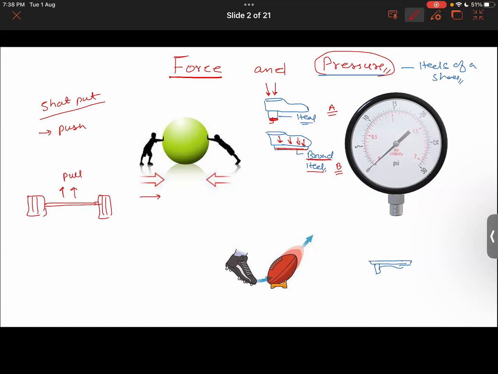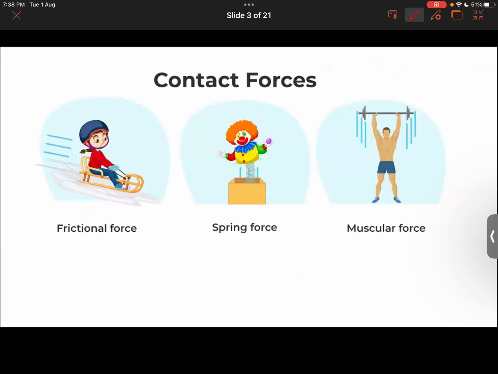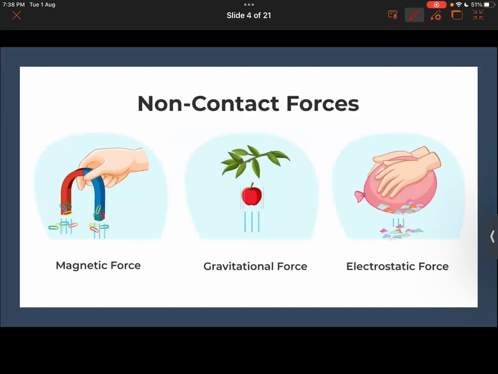Now you see, force will occur whenever two bodies are in contact with each other, like in these examples, where there's a frictional force, a spring force, or a muscular force, in which two bodies are in contact with each other, right? And there will be another type of force acting between two objects where the two bodies won't be in contact with each other. For example, magnetic force, gravitational force, or electrostatic force.